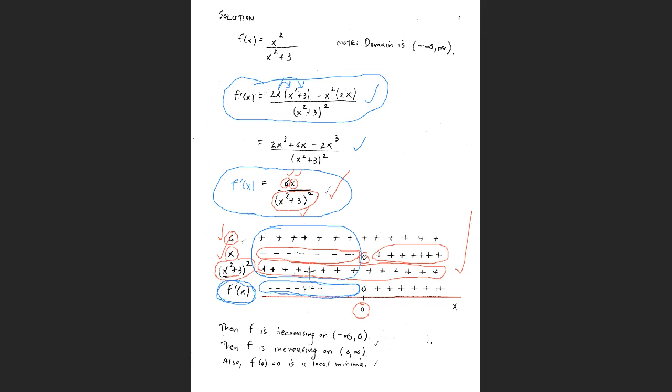On the other hand, when x is greater than 0, the first derivative is positive, and that's because why? Why, when x is greater than 0, is the first derivative positive?